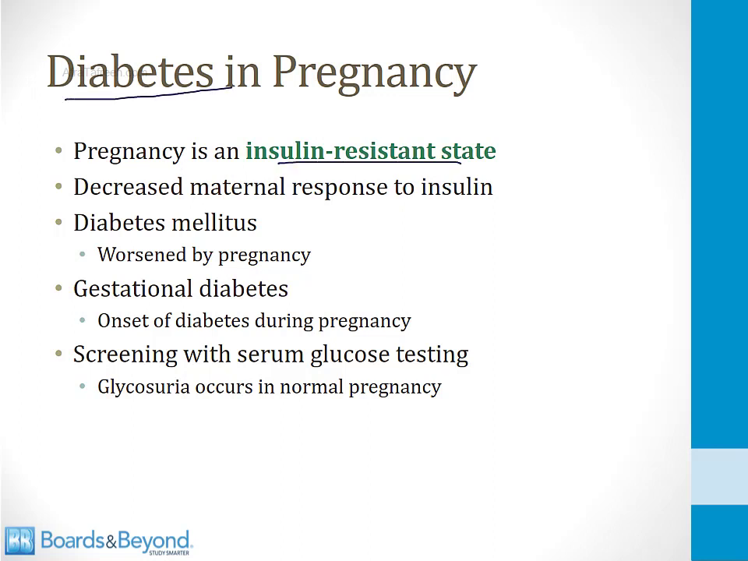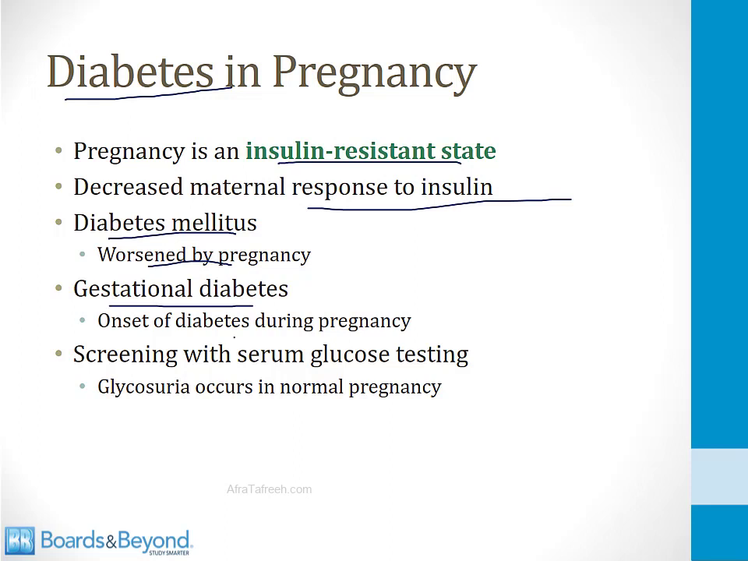Pregnancy is an insulin-resistant state. There is less response in the mother to the hormone insulin when she is pregnant. So women who have diabetes and become pregnant can see their glucose control worsen during pregnancy, and some women develop diabetes when they're pregnant. This is called gestational diabetes. So for these reasons, screening is often done among pregnant women for the presence of gestational diabetes.